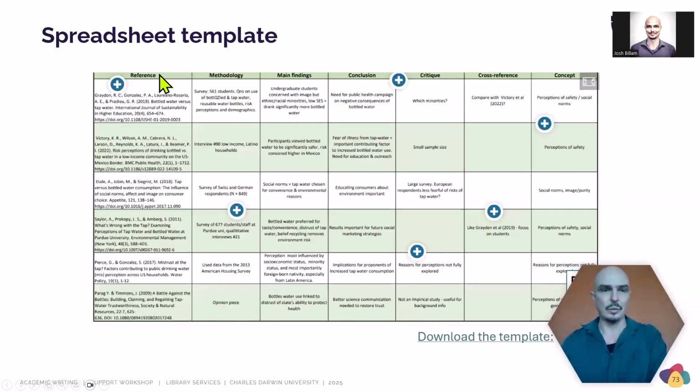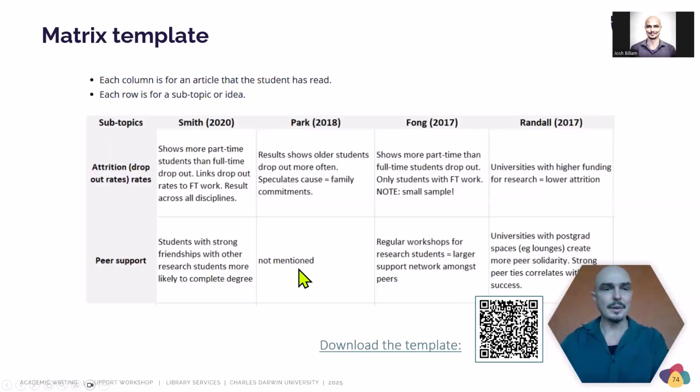The only difference between a spreadsheet and a matrix is the direction. So in this case, the reference is on the left side, and then we go through a series of columns. But in a matrix, the themes or the topics are on the left side, and you go through a series of sources. So whichever suits you the most, go ahead, but you can download the template there.